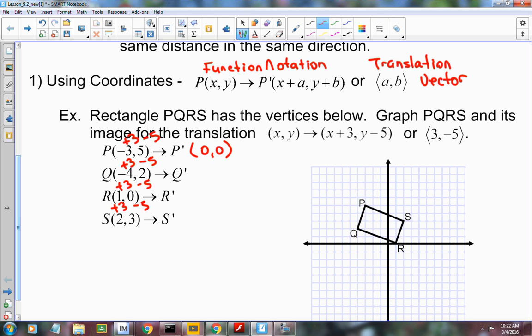Q prime is going to be (−1, −3). R prime is going to be (4, −5), and S prime (5, −2). Okay, so let's come up here and graph that. Here's P prime. Q prime is at (−1, −3). R prime is at 1, 2, 3, 4, down 1, 2, 3, 4, 5. And S prime is at 1, 2, 3, 4, 5, down 2.